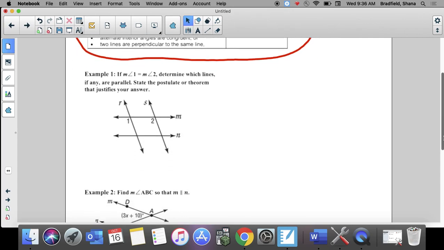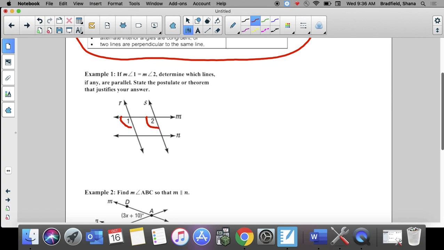All right, so in example 1, it says if the measure of angle 1 is equal to the measure of angle 2, determine which lines, if any, are parallel. State the postulate or theorem that justifies the answer. So it tells us that the measure of angle 1 is equal to the measure of angle 2. So we know that for sure. So I'm going to identify that.